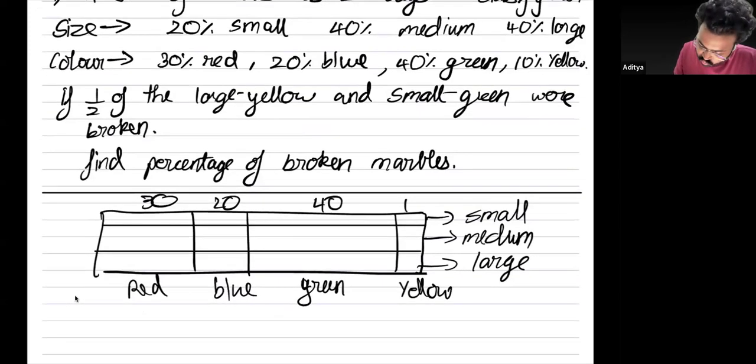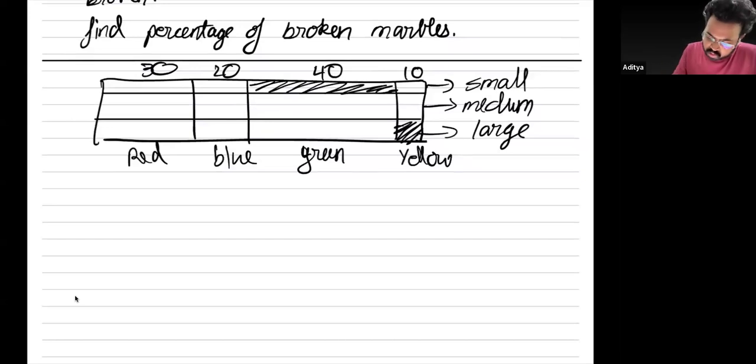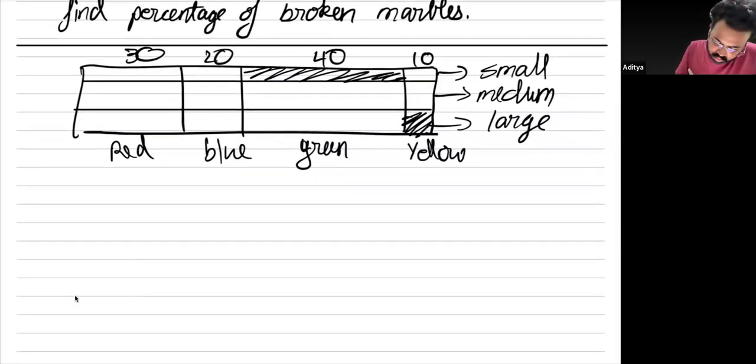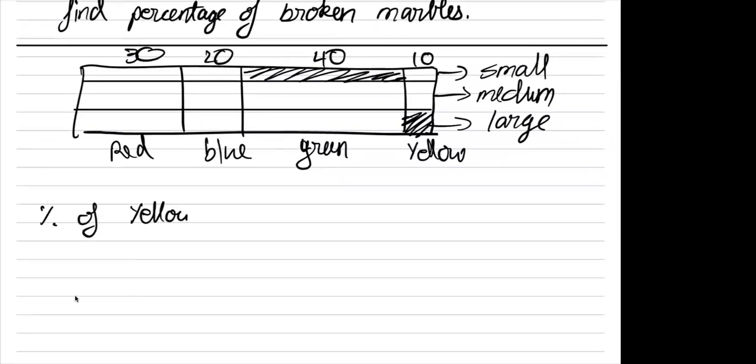In the end, you are being asked to find large yellow and small green, is it? These two regions of the rectangle, effectively you are being asked the ratio of these two regions, and then you have to halve them because only half of them are broken. That way you get the total number of broken marbles. So percentage of yellow large.